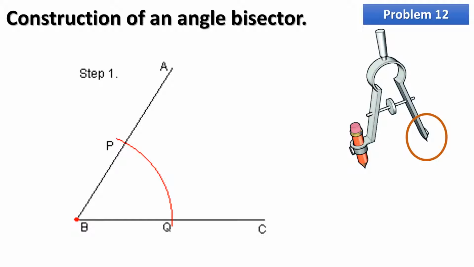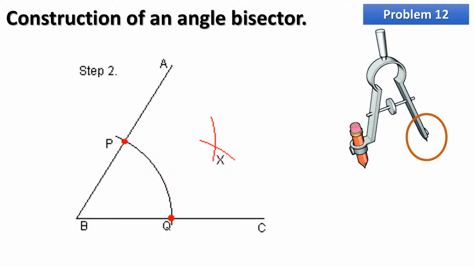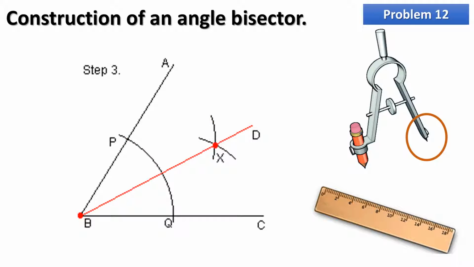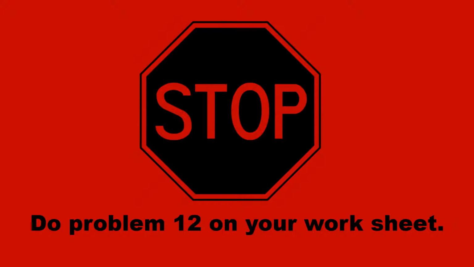We're going to take the point of the compass again, stick it into point P, and draw an arc. Do the same thing with point Q. Now notice how we draw the arcs. We draw them so that they will intersect inside the angle. This forms a point, let's call it X. Now take a straight edge, and draw a line segment between point B, the vertex, and your newly formed point X.